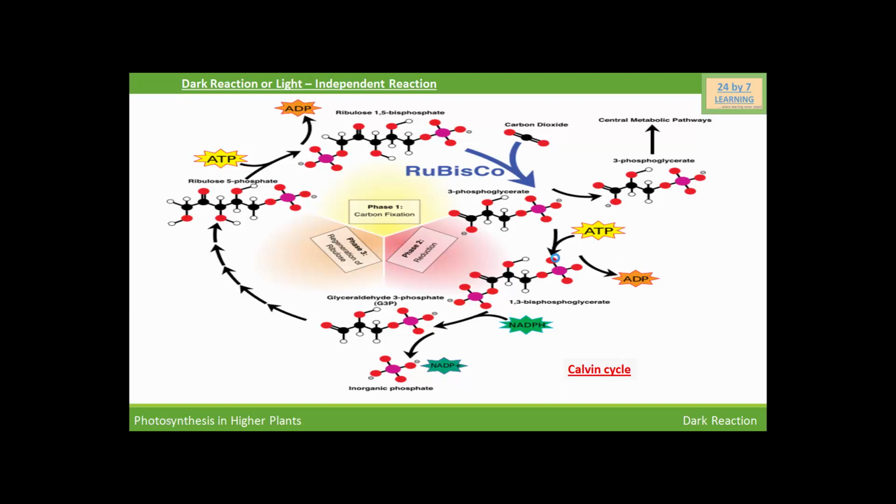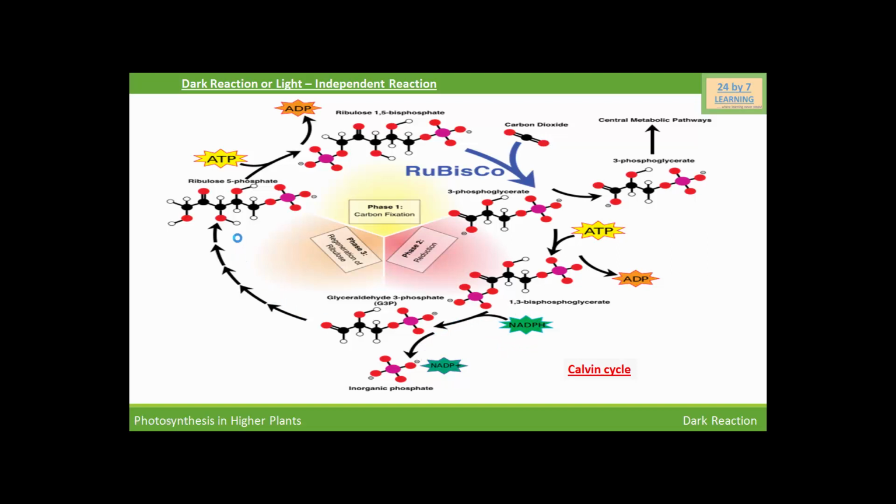In the next step of the Calvin cycle, the enzyme phosphoglycerate kinase catalyzes the phosphorylation of 3-phosphoglycerate into 1,3-bisphosphoglycerate by ATP. In the next step, 1,3-bisphosphoglycerate is reduced to glyceraldehyde 3-phosphate by the enzyme glyceraldehyde 3-phosphate dehydrogenase, and the NADPH itself is oxidized and becomes NADP+.